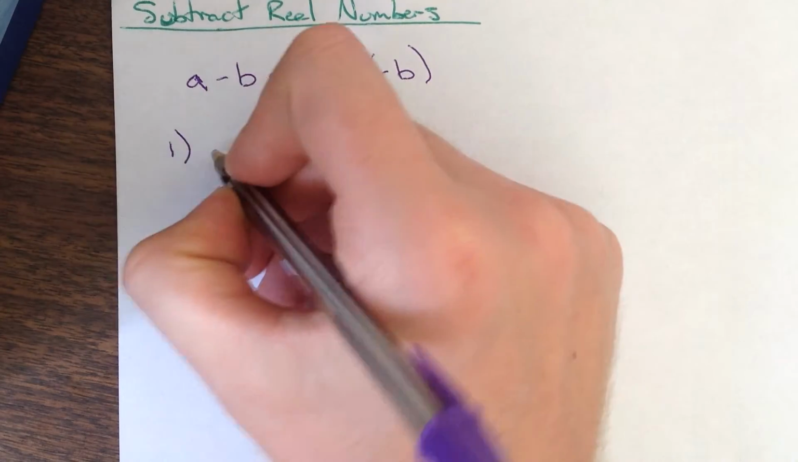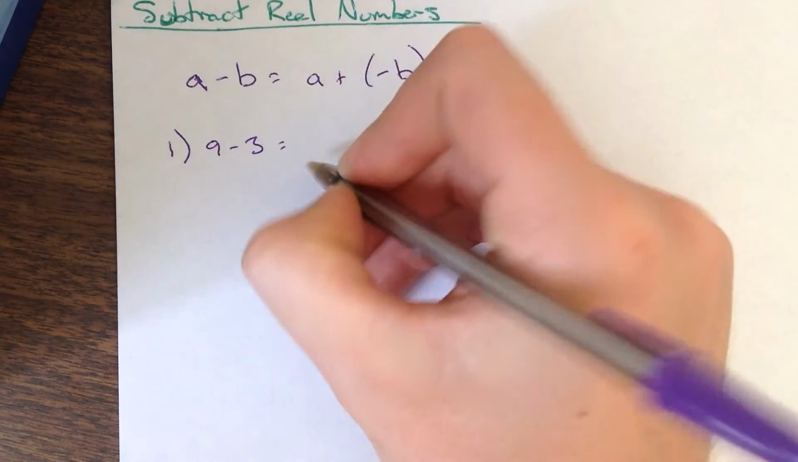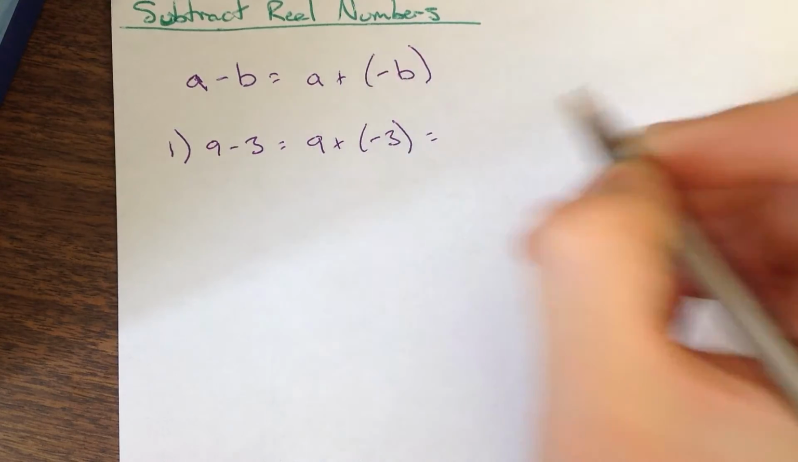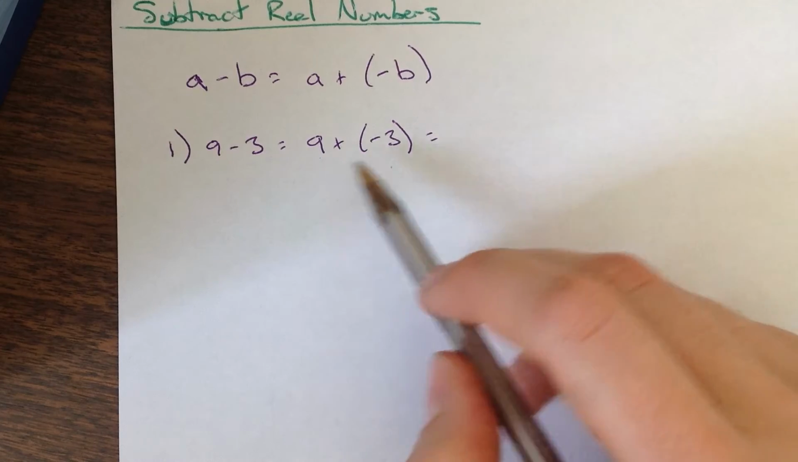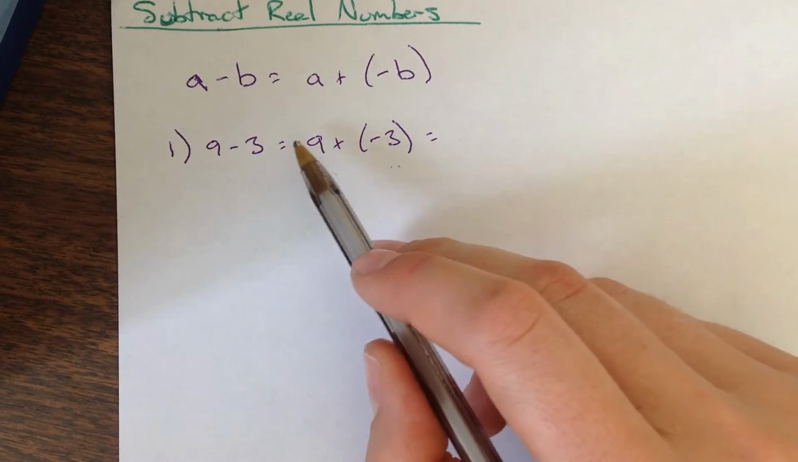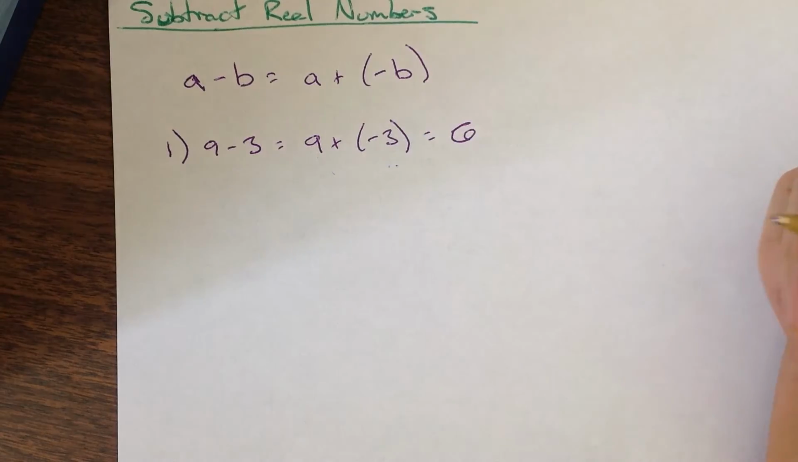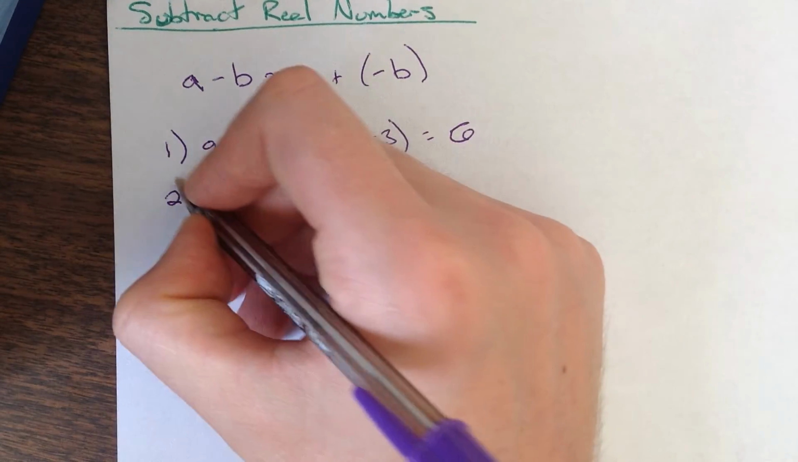So let's get into some examples. Well, what if we're given 9 minus 3? Well, that's the same thing as 9 plus negative 3. And if we remember from the adding videos, that if they have different signs, I say 9 minus 3 is 6. 9's the bigger number. 9's positive, so 6 is a positive number.